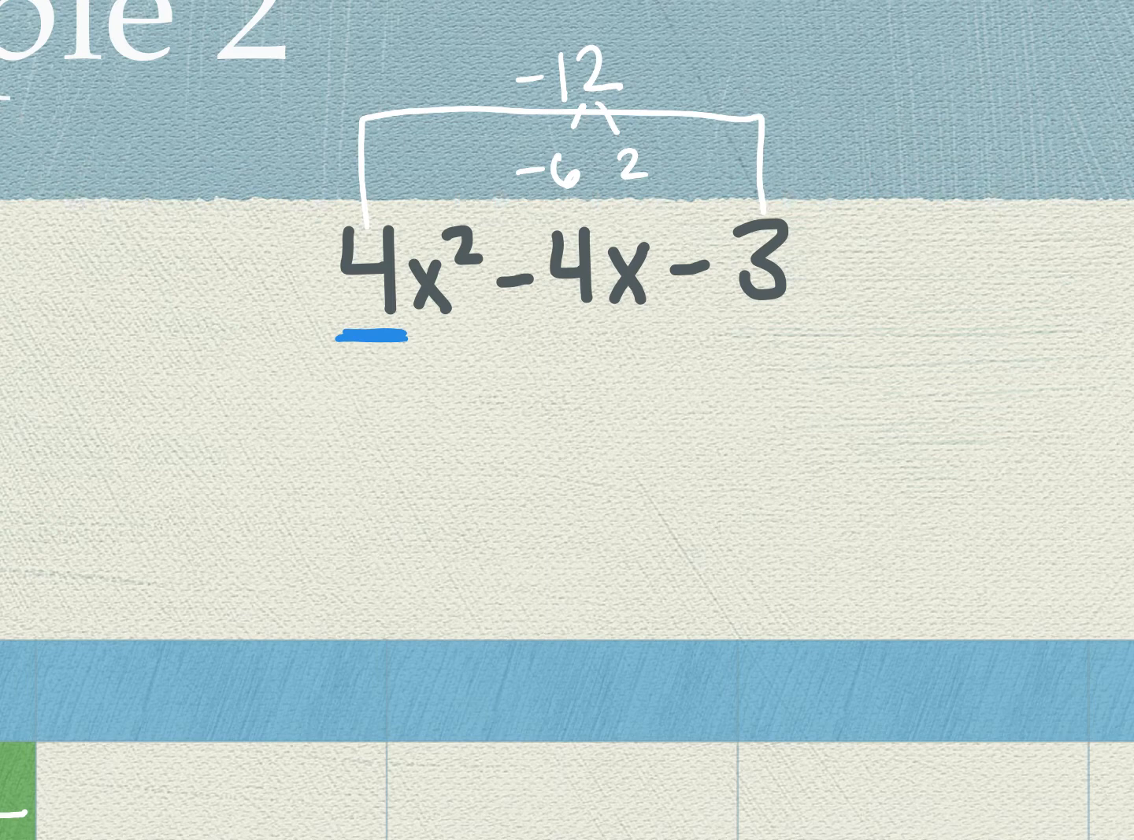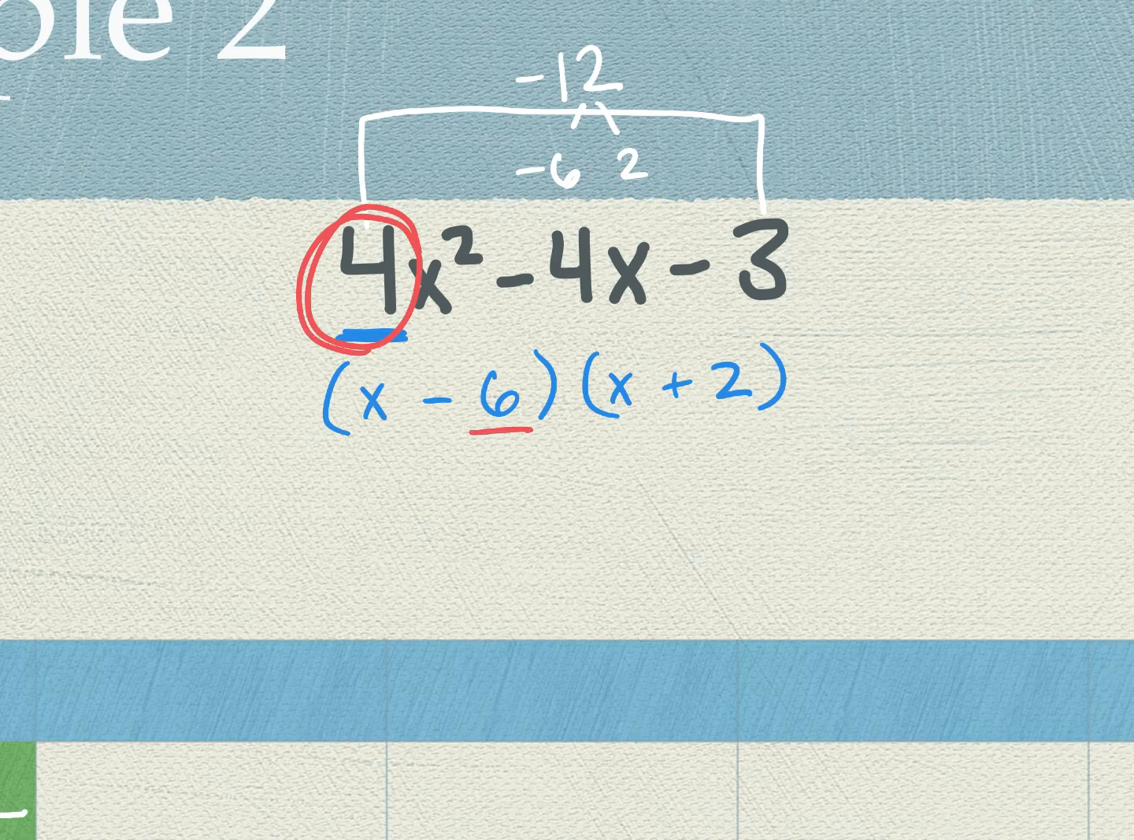So I write my parentheses just like I did the last time. What goes inside the parentheses? X minus 6 and x plus 2. And then what do I have to remember to do now? Divide it by 4. Since I started by multiplying by 4, I have to make sure I divide both of these by 4.